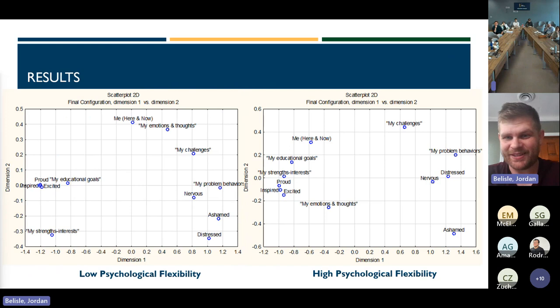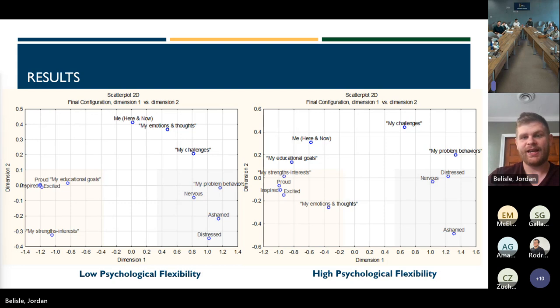And so the results are pretty telling. For the low flexibility group, what we see is that me here now is closely related to the negative affect network stimuli, as well as my challenges and my problem behaviors, and tightly fused to my emotions and thoughts. In the high flexibility group, we see the opposite. Me here now is more closely related to the positive affect network and is closely related to my educational goals, strengths, and interests, and less related to my emotions and thoughts, even though my emotions and thoughts are also drifting closer to the positive network.